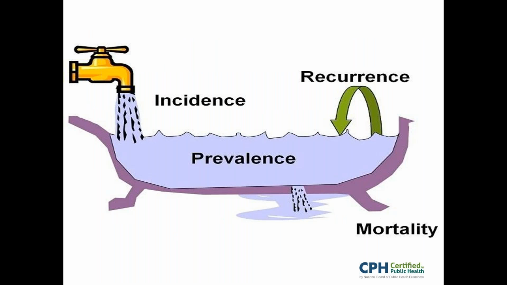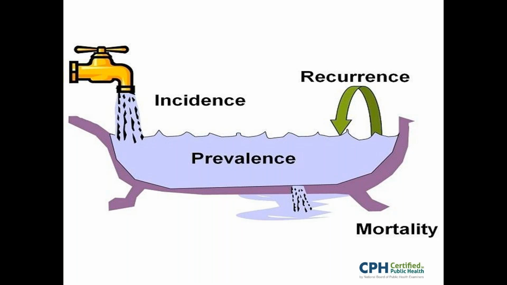Okay, so here we have this bathtub with a faucet, which represents our new cases that are entering our tub, and our tub represents our prevalence. At the bottom of the tub, you see this hole where people are either dying or being cured, but they're leaving the tub or they're leaving the pool. You may have some conditions where people are reinfected and they may enter into the tub again.